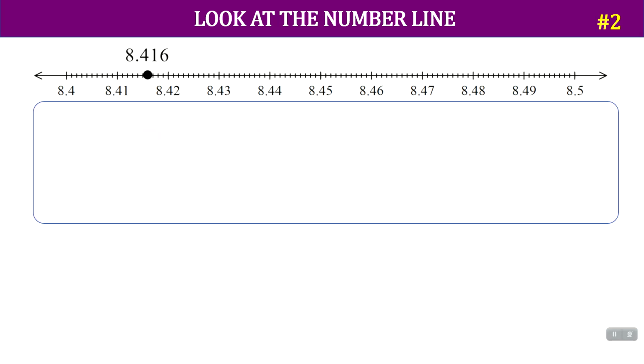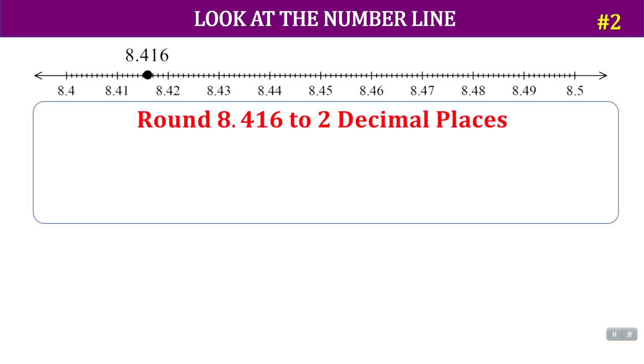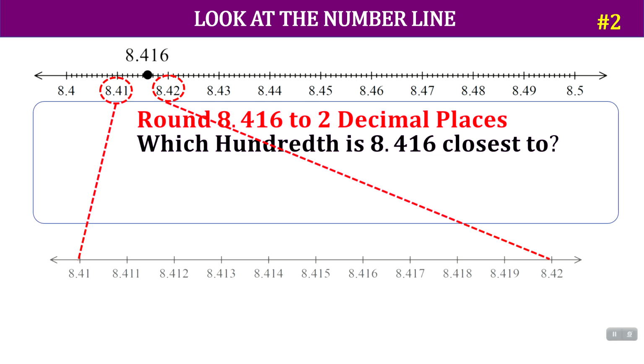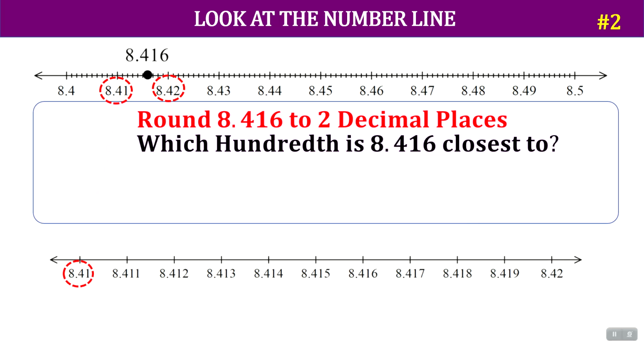8.416. On the number line, we can see that that is between 8.4 and 8.5. And if we had to round 8.416 to two decimal places, we have to find out which hundredth 8.416 is closest to. That is because the second digit after the decimal point is the hundredths place. We can see 8.416 is between 8.41 and 8.42. And if we extend that out, we can see here is 8.41, here is 8.42, and the numbers in between go 8.411, 8.412, and so on. And here is where 8.416 lies on the number line.